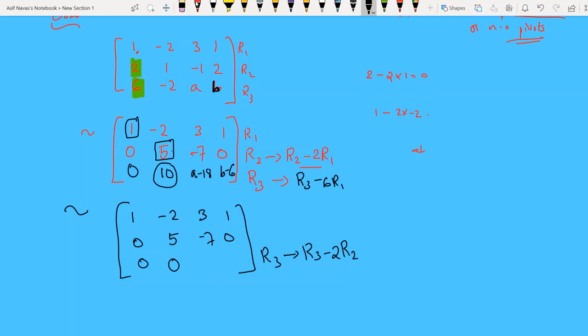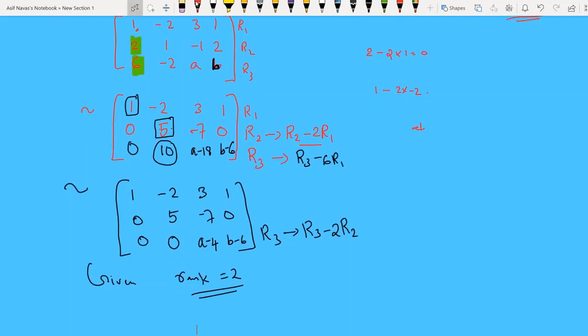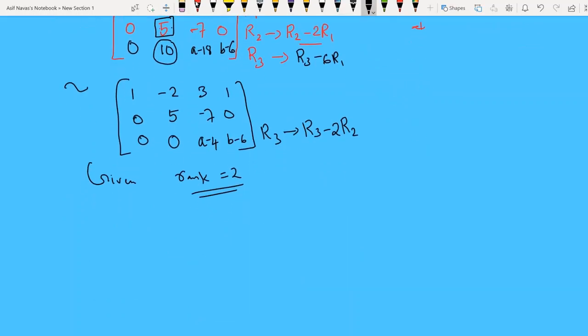What will happen here? 0. And what is the element here? A minus 18 plus 14, so A minus 4. What about here? B minus 6. Okay. Now given that rank is equal to 2, what will happen? There may be only 2 pivots. That means the last row is completely 0.